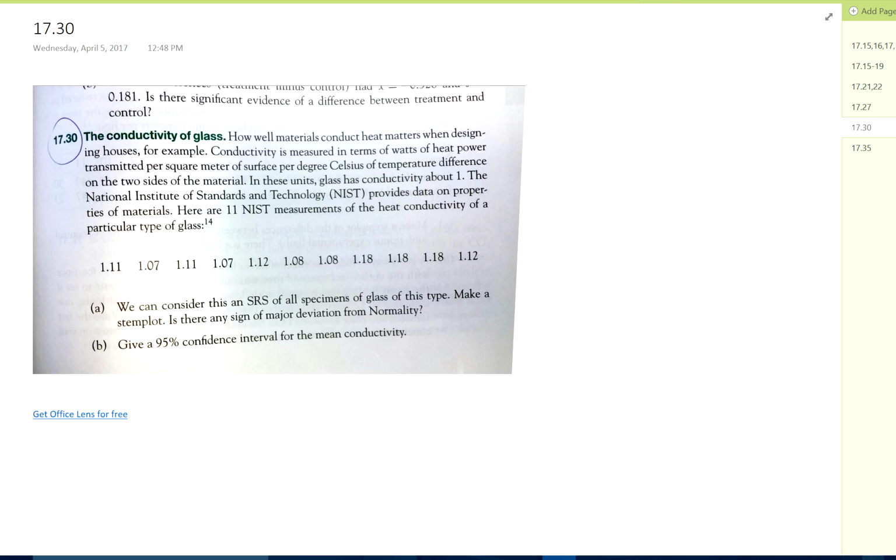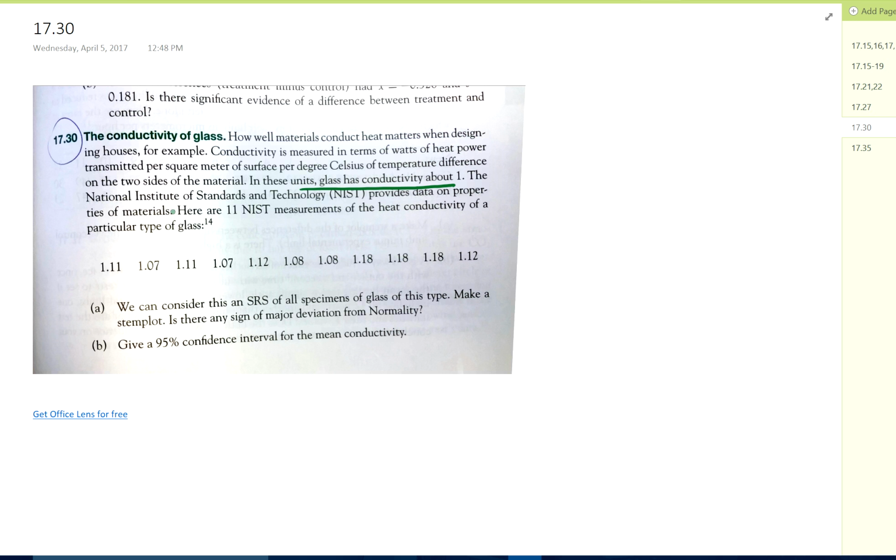Okay, 30 here. Conductivity of glass. Materials conduct heat. Matters when designing houses. Conductivity is measured in watts of heat power transmitted per square meter of surface per degree Celsius of temperature difference on the two sides of the material. In these units, glass has a conductivity of 1.